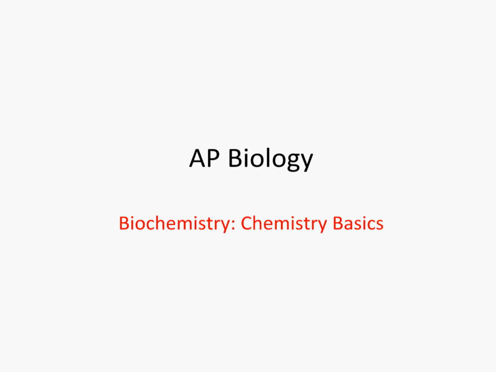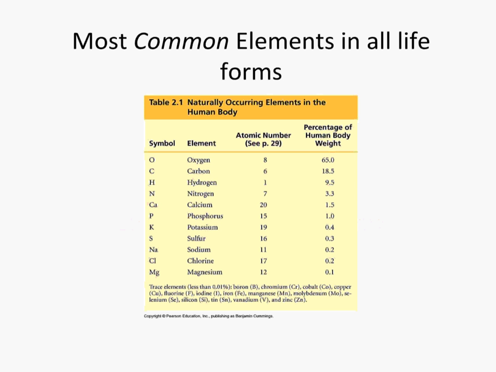This is Unit 1, Chemistry Basics, and by basics I mean very basic stuff that you've had before. Some of it may be new, but for the most part this is very, very simple stuff. First, here's a list of the elements that are most common in all life forms. I want to focus your attention mainly on a couple here that are more common than others.